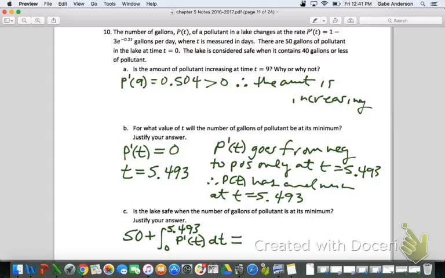What is the number? 45.493. Ooh, 45.493. We coming to a consensus on that? When you Math 9. So, that's obviously bigger than 40. So you better not swim in this lake, right? So, the question says, is the lake safe? Really, your big answer is no.